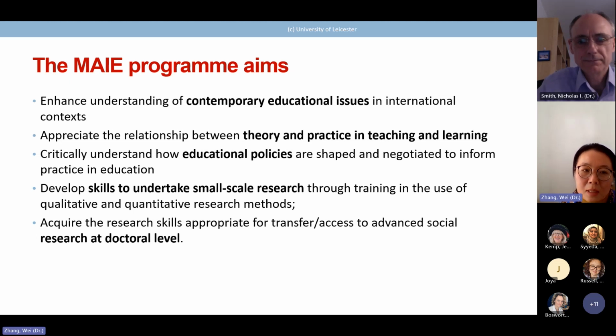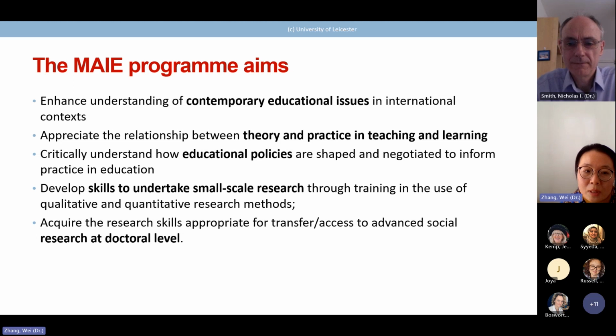Both campus-based and distance learning MA International Education programs aim to achieve these purposes. Namely, you'll be exposed to a wide range of contemporary educational issues in the international context, including those topical issues in your own context. And you will also be taught relevant theories and practices in teaching and learning. Other than that, there will also be opportunities for you to critically reflect on educational policies that are shaped and negotiated to inform teaching and learning practices.